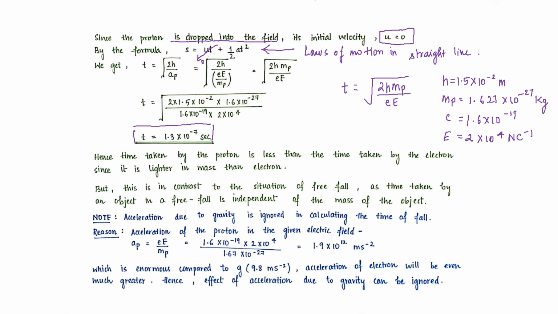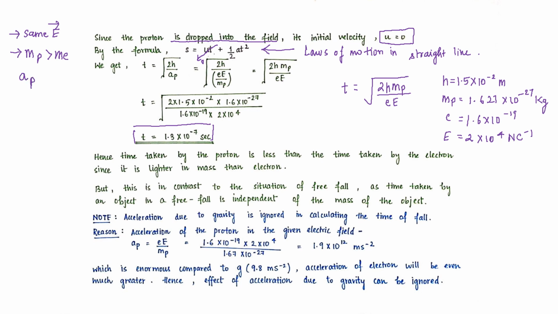Now let us compare the time of proton and time of electron in the same magnitude of electric field. Okay, I will write here same E. Here we will get a relation that mass of proton is greater than mass of electron.